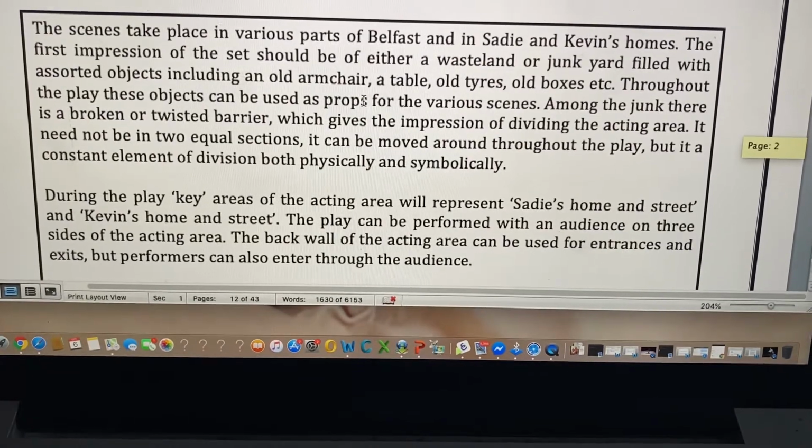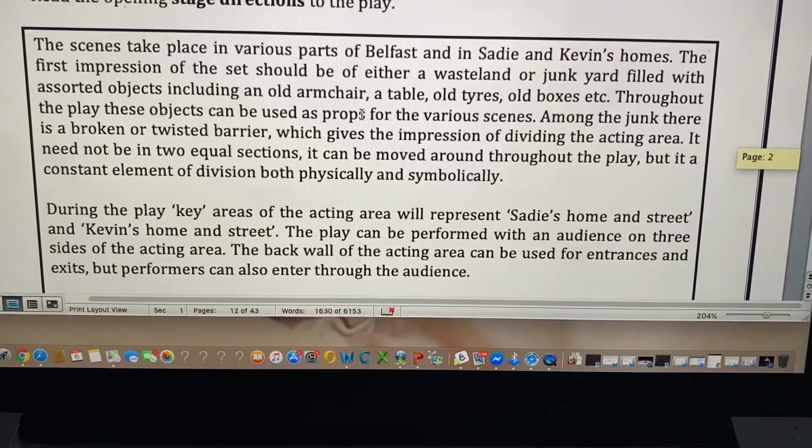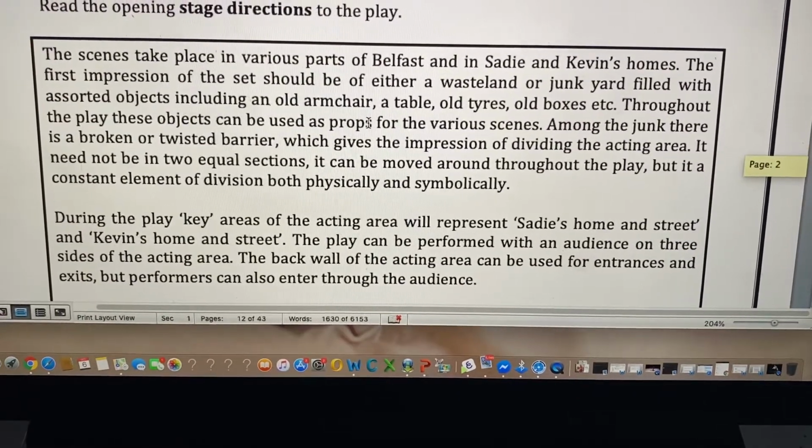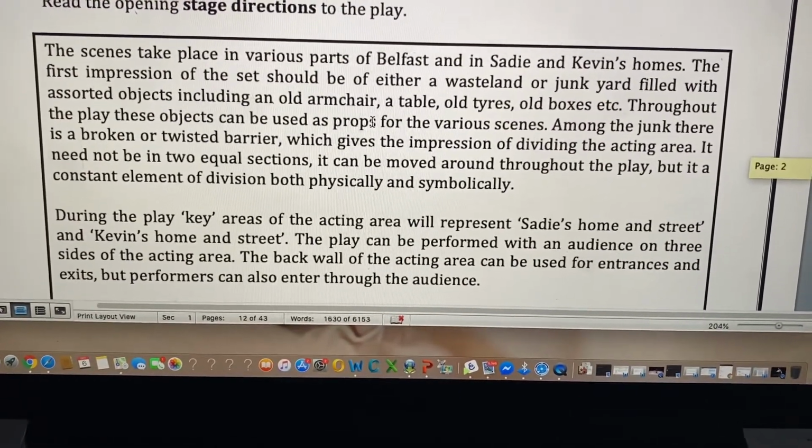It need not be in 2 equal sections. It can be moved around throughout the play, but it is a constant element of division, both physically and symbolically.